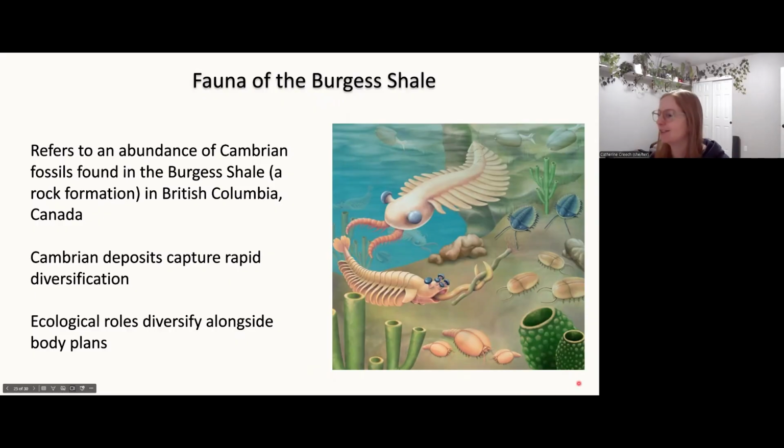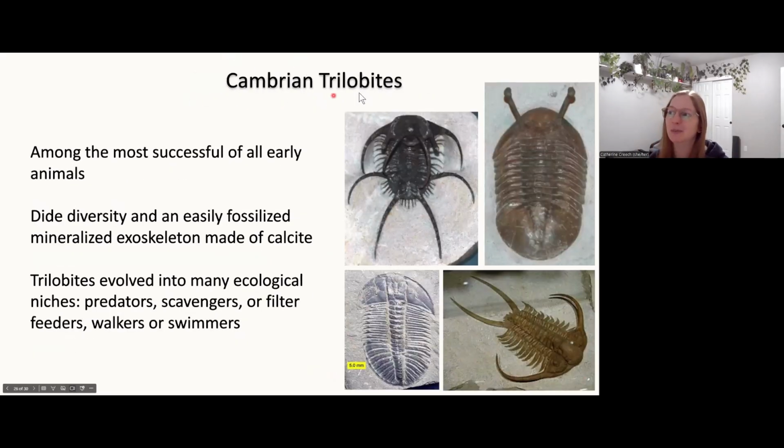In the Cambrian period, we also had trilobites. They were the most successful early animals. I have 4 fossils for you to show you their wide diversity. Also, they had these exoskeletons that were easy to fossilize because they contained minerals such as calcite.